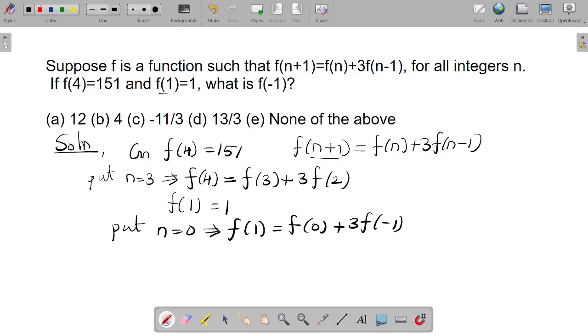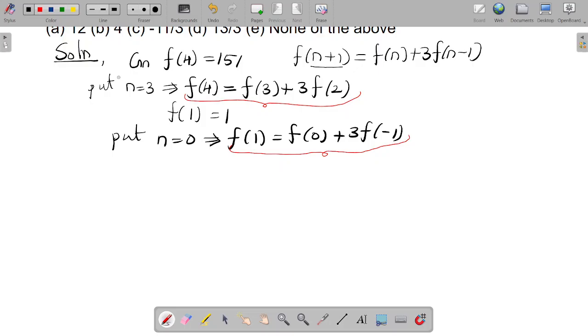Now see, these are the given data, but there is no more data to find the value of f(-1). Now we can do the next step. Our function is f(n+1). Let us do one by one: n = 1, n = 2 and so on. So we can find the other data also, because f(3), f(2) and f(0) are unknown values. So put n = 1.